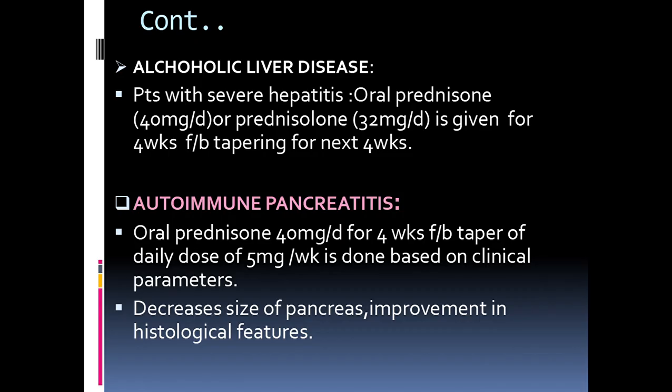Autoimmune pancreatitis: oral prednisone 40 mg per day for 4 weeks, followed by a taper of the daily dose by 5 mg per week based on clinical parameters. Glucocorticoids can decrease the size of the pancreas and improve histological features.